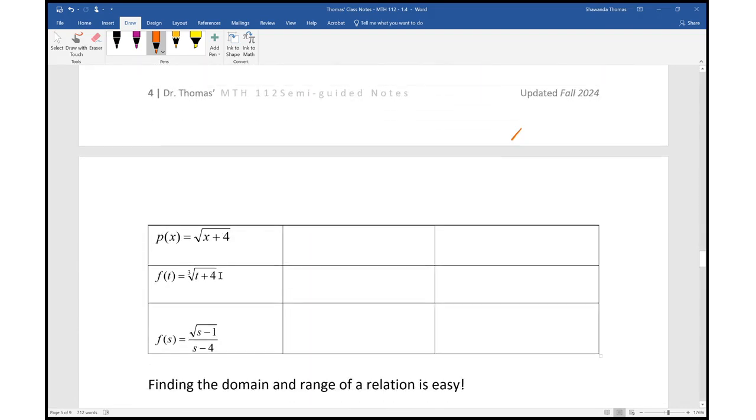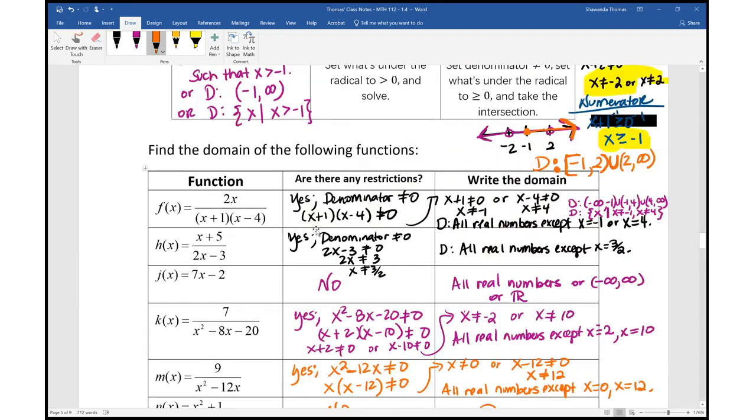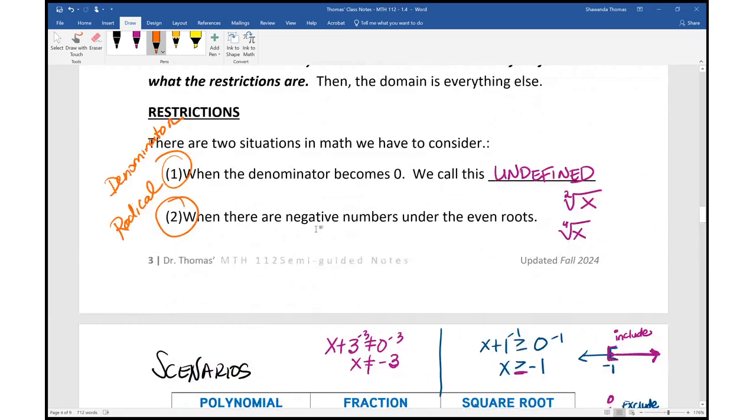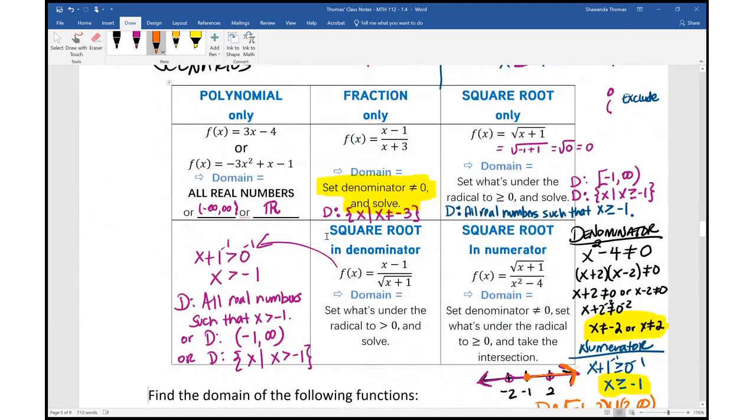Moving on to p of x equals the square root of x plus 4. What is the restriction? Well, restriction this time is we're encountering a radical and there are negative numbers under the even roots. That will cause an issue. So we have a square root. What do we do? We set what's under the radical to greater than or equal to 0 this time. So we change up to these instructions here.